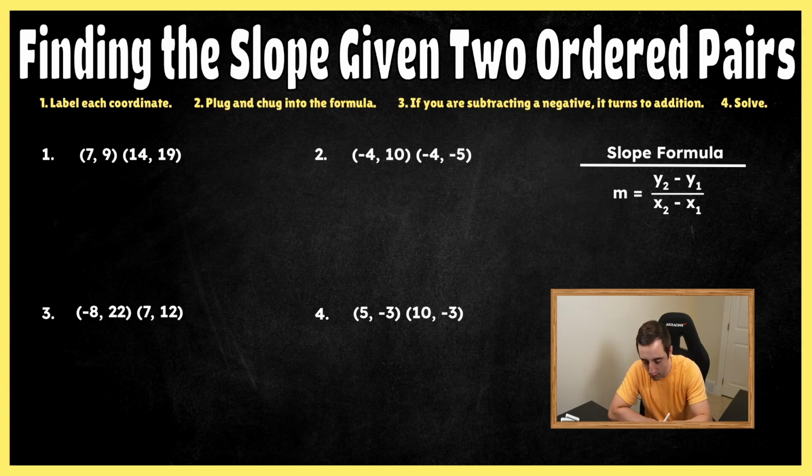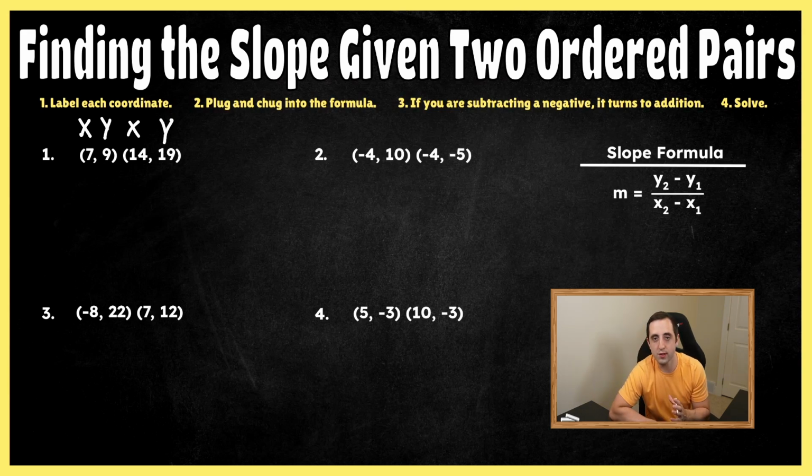The two ordered pairs that we have are 7, 9 and 14, 19. And for step one, we need to label each coordinate. So you need to know which one is the x coordinate and which one is the y coordinate. So let's go ahead and take a look at 7, 9. 7 is the first number listed, so we're going to label that X. And the easiest way I tell my students to remember this is what letter comes first in the alphabet. Is it X or is it Y? Well, it's X. So 7 is going to be X, and 9 is going to be Y. And then in the other ordered pair, 14 is going to be X and 19 is going to be Y.